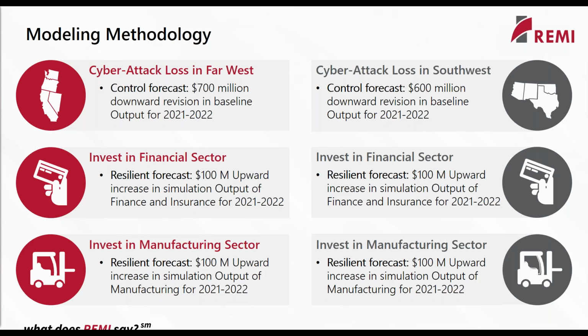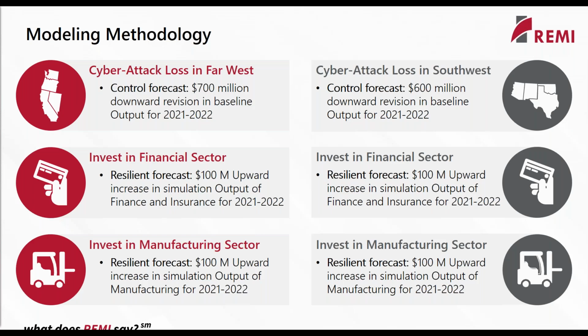So in total, we will have four resilience scenarios showing the allocation of resources into different regions and also different industries. Specifically, we will run the scenarios of years 2021 and 2022 for control forecasts representing the cyber attack shock. We will input about $700 and $600 million downward revision in output for Far West and Southwest respectively. But for the investment plans, we simply assume that we would like the output for each industry to increase by $100 million.